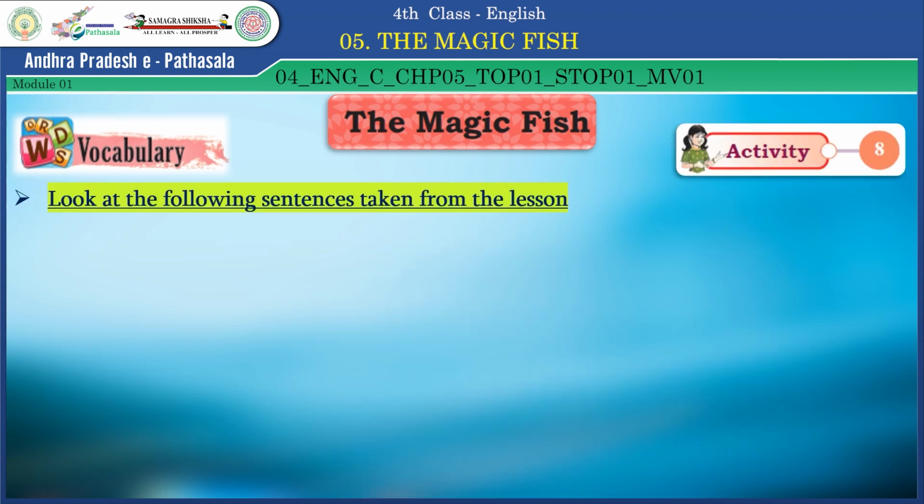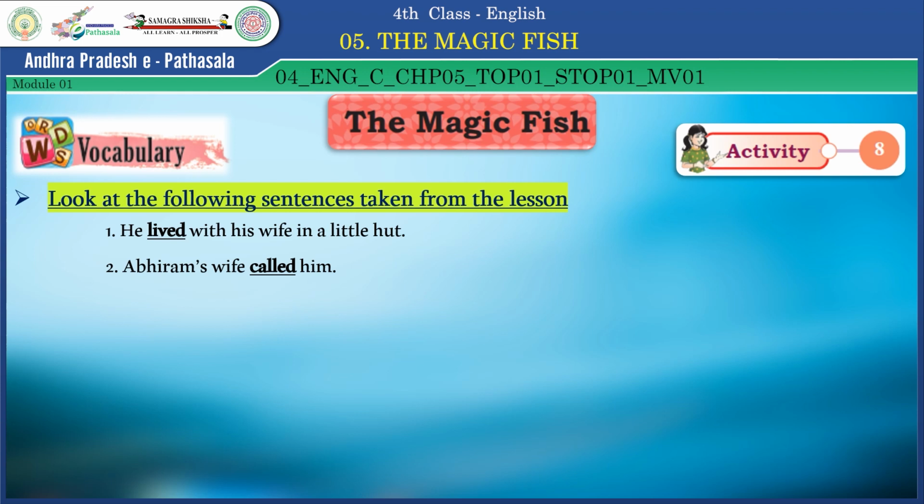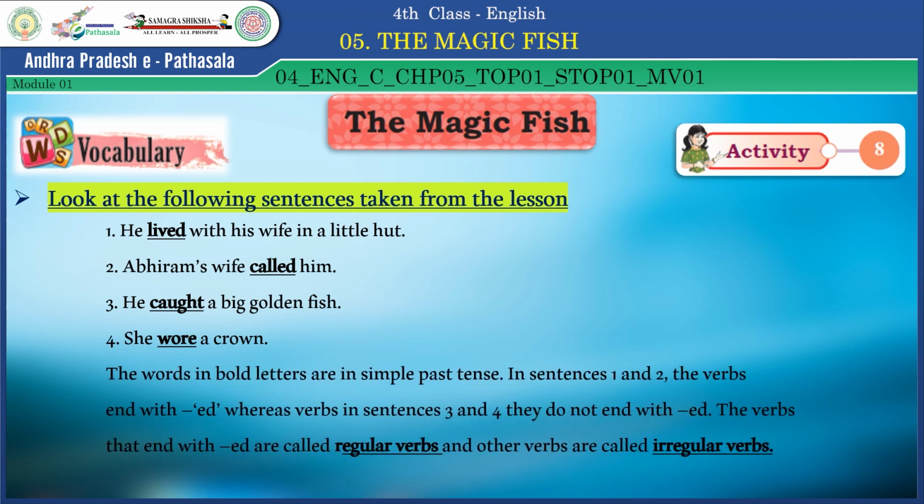Children, see the sentences. He lived with his wife in a little hut. Abhiram's wife called him. He caught a big golden fish. She wore a crown. Among these four sentences, we can see here in sentences 1 and 2, the verbs end with ed, whereas verbs in sentences 3 and 4 do not end with ed. The verbs that end with ed are called regular verbs and other verbs are called irregular verbs. Children, all these verbs express completed actions.